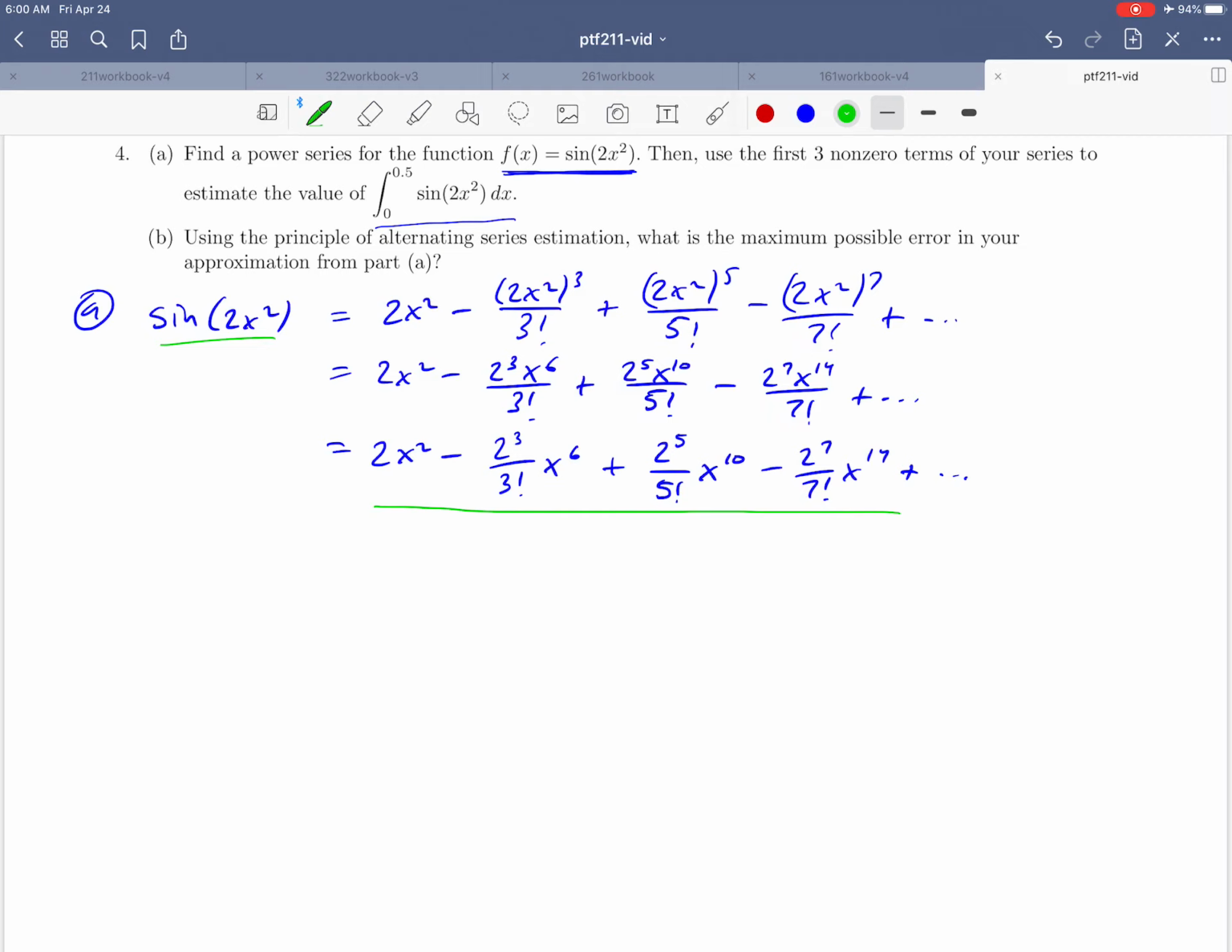Okay, but the second part of the question asked us to use that series to estimate an integral. So now that we've got the series, let's see if we can estimate that integral. So the integral from 0 to 0.5 of sine of 2x squared. We've got a series, and so we just need to integrate that series. So sine of 2x squared is equal to the series that we underlined above that represents it.